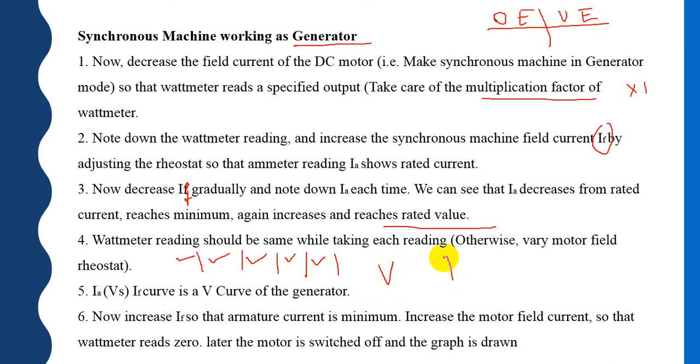And find out the power factor of each reading. Then plot the graph of power factor versus IF, the field current. You will get one more curve. If you plot the graph, it resembles an inverted V.